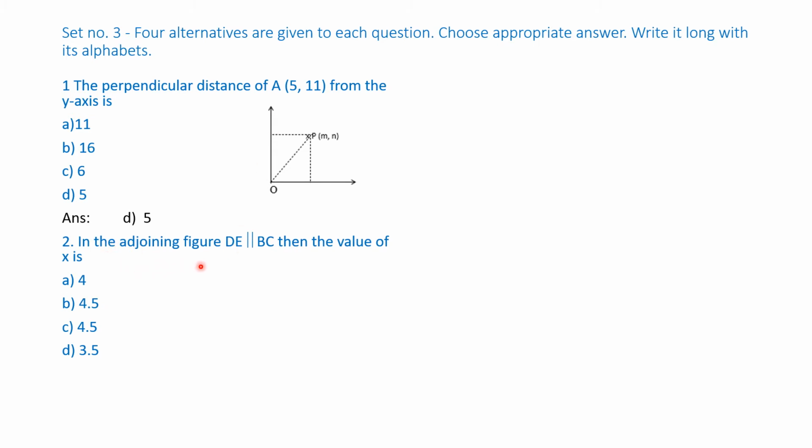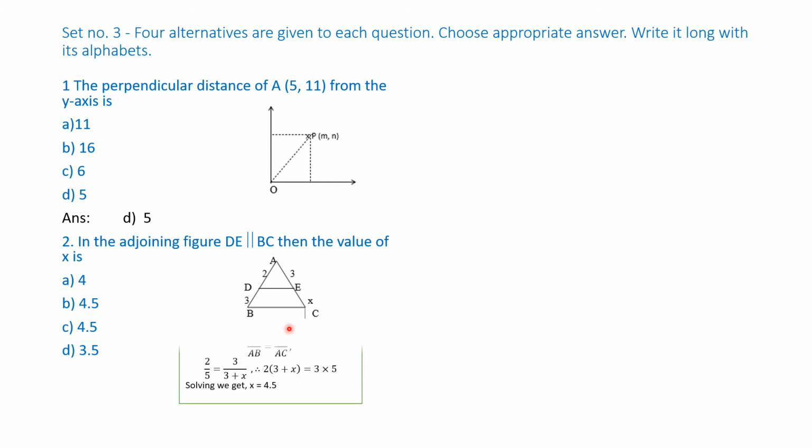Then question number 2. In the adjoining figure, DE parallel to BC, then the value of x is, he has given 4 options. First, let us see what the figure is. Figure is this. ABC is a triangle and he has given DE. The line DE is parallel to the line BC. In the figure he has given AD is equal to 2, DB is equal to 3, AE is equal to 3 and EC we have to find out. The value of x we have to find out from this.